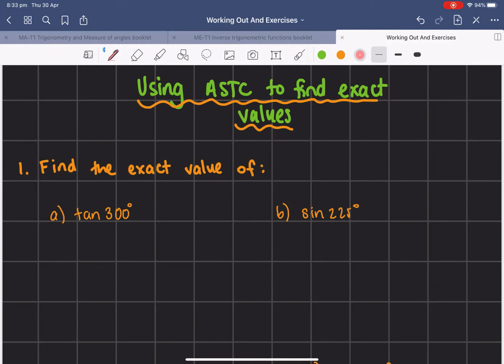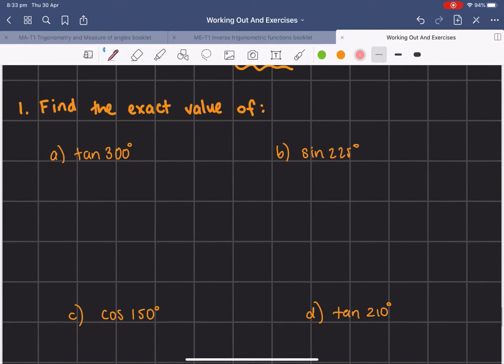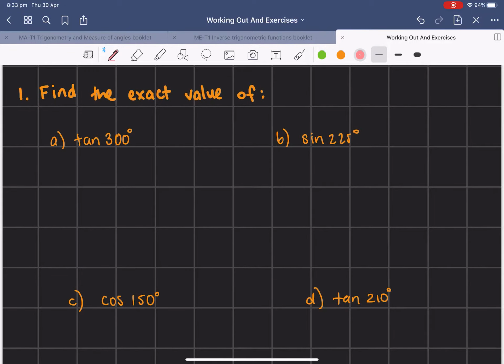Hi Year 11, in this video we're going to be looking at how to use what we know about all stations to central to find exact values for angles larger than 90 degrees. So let's have a look at the first example. It says find the exact value of tan 300.